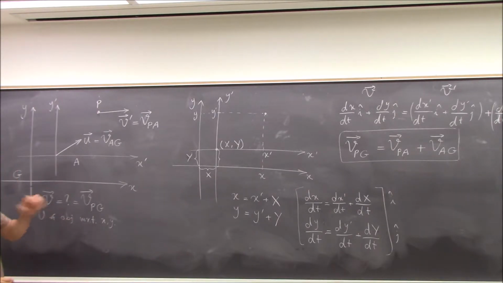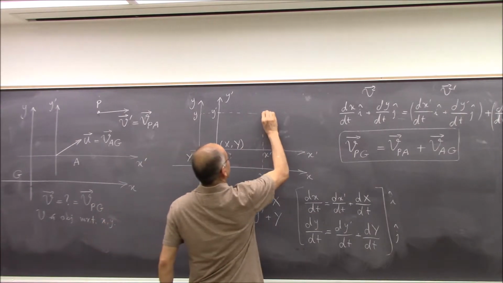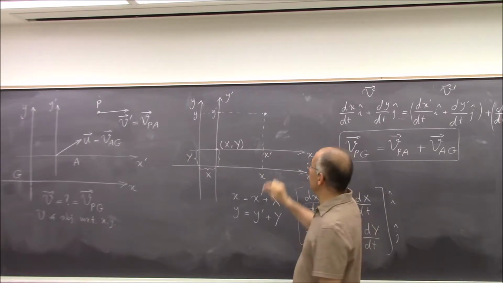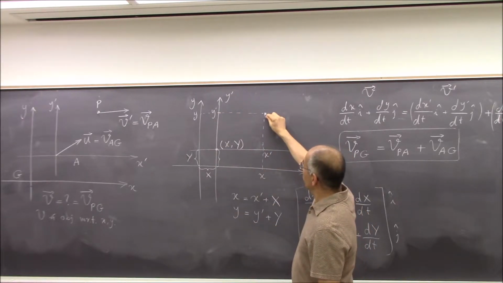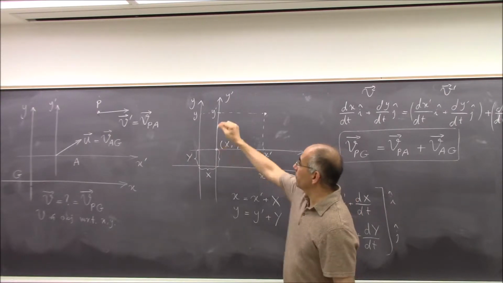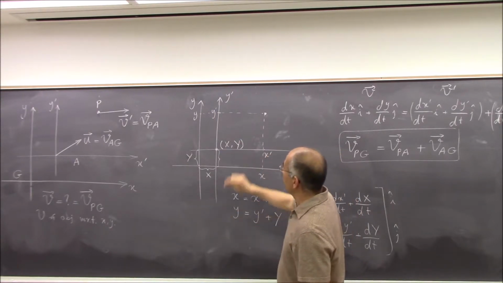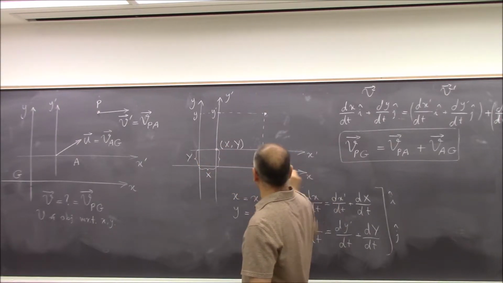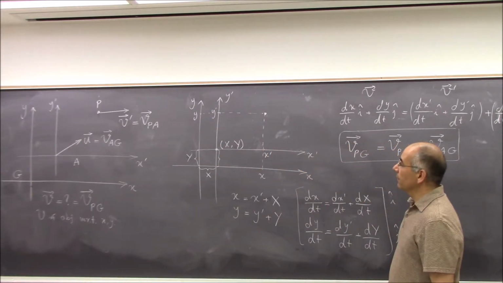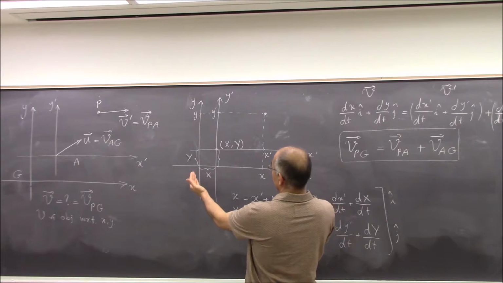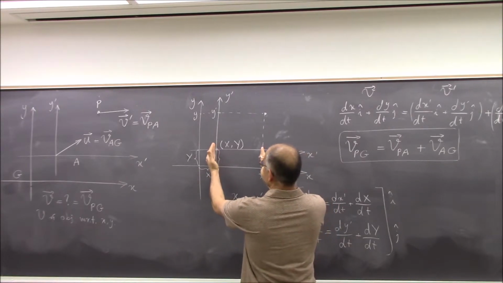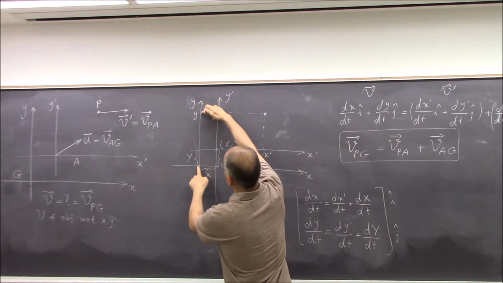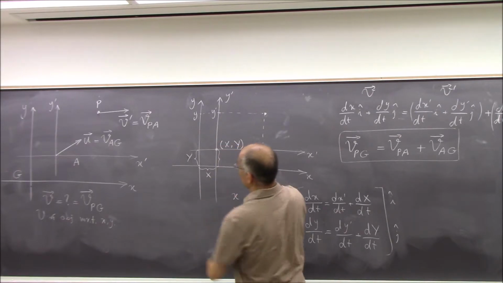Now, in order to do that, let's talk about this object in here having two coordinates in the primed coordinate system, x prime and y prime, and two coordinates with respect to the unprimed coordinate system, x and y. And the origin of x prime and y prime has coordinates capital X and capital Y in the unprimed coordinate system. You see, from geometry here, we can say that x is equal to x prime plus capital X, and y is equal to y prime plus capital Y.